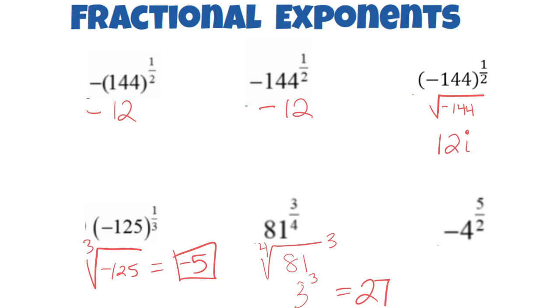Okay, so I am going to square root so it looks like this. The negation happens at the end. I'm going to square root 4, and then I'm going to take it to the 5th power. The square root of 4 is a 2, and 2 to the 5th is 32. So my answer is negative 32 on that one.